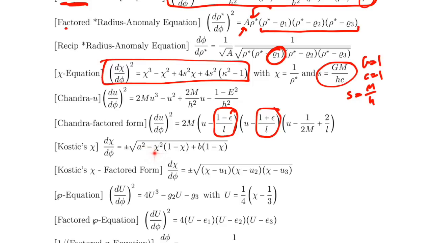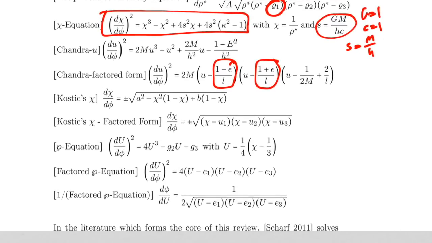And if you look carefully, you'll see chi cubed in front, minus chi squared, and then you'll see a plus or a minus beta chi, right? And that would be this guy, and then alpha squared, which would be this constant. So you can see how beta and alpha would be related to 4s squared and 4s squared.